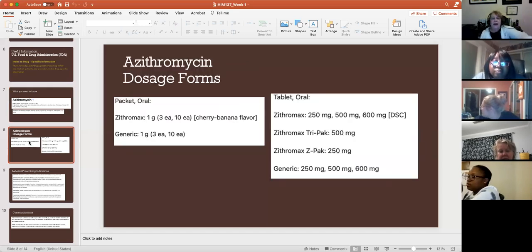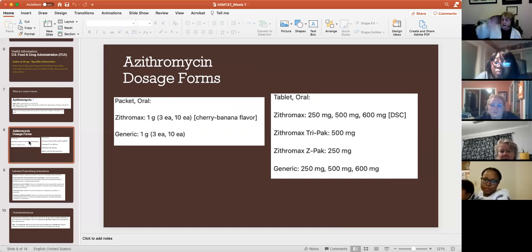All right. Then this goes right to what you were saying. You can see here they will list the brand name and the generic. And you see here, this is a packet oral. And you see cherry banana flavor, that is going to be a liquid. Okay. Because, you know, the pharmacy does that for kids. All right. And then on the right side of your screen, you see tablet oral. Okay, so that is going to be later on in the information.